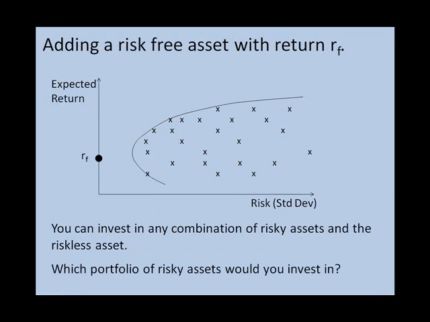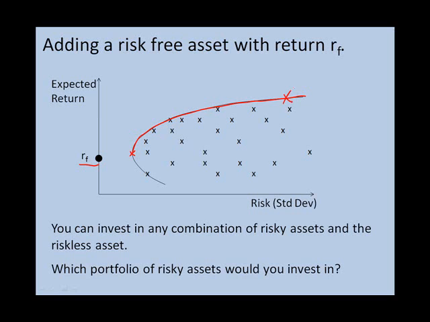Now suppose we add in a riskless asset, and the riskless asset has a return of RF. You're an investor and you can invest in any combination of risky assets and the riskless asset. Which portfolio of risky assets would you choose to invest in? First of all, we know that we're going to be choosing a portfolio that is on the efficient frontier. And here I've traced out the efficient frontier. The question now is, where would we invest on the efficient frontier?